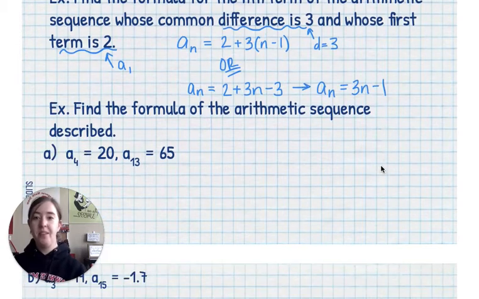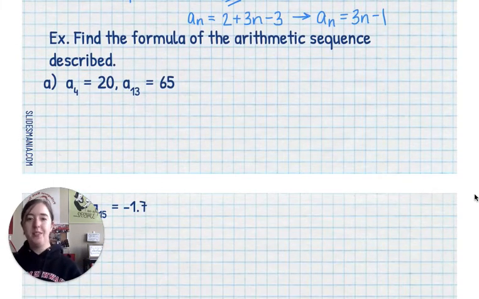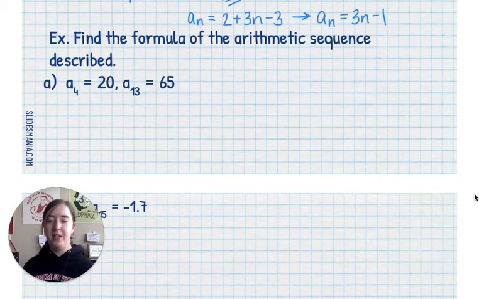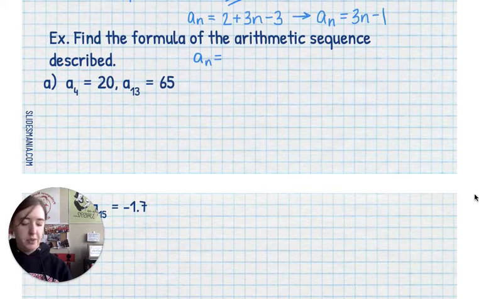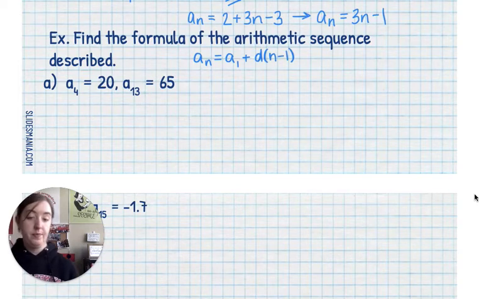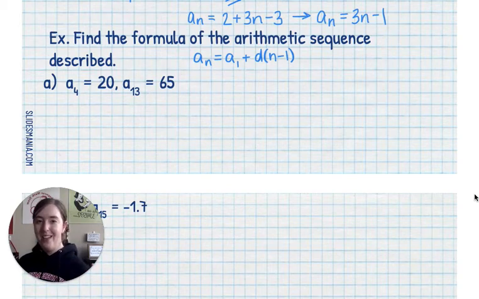Cool. All right. Now let's get a little bit more complicated. We want to find the formula for the arithmetic sequence described. First of all, we want to remember that a sub n is equal to a sub 1 plus d times n minus 1. They give us our 4th term and our 13th term. So we don't have the first term or the common difference quite yet, but we can find that common difference.